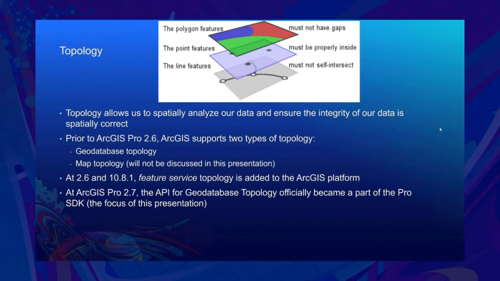At 2.6 and 10.8.1, a new type of topology called feature service topology is officially supported in the ArcGIS platform. Like map topology, we will not go into details of feature service topology in this presentation. In ArcGIS Pro 2.7 release, the API for Geodatabase topology officially became a part of the Pro SDK. This API is the focus of this presentation.